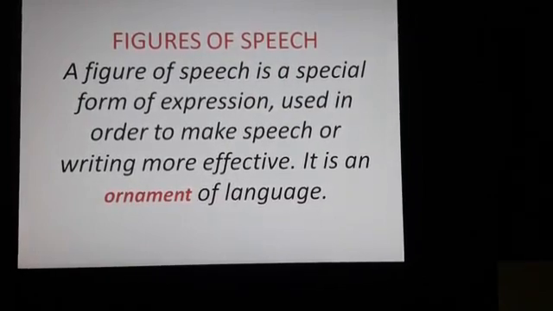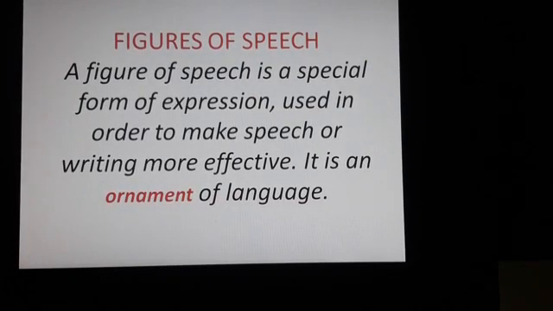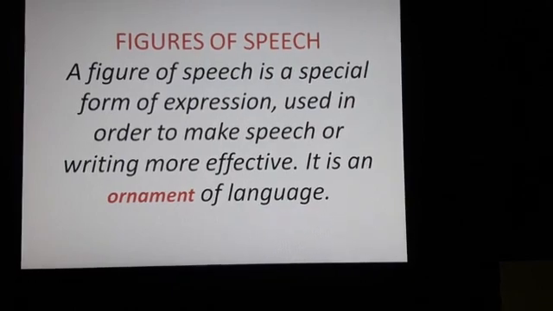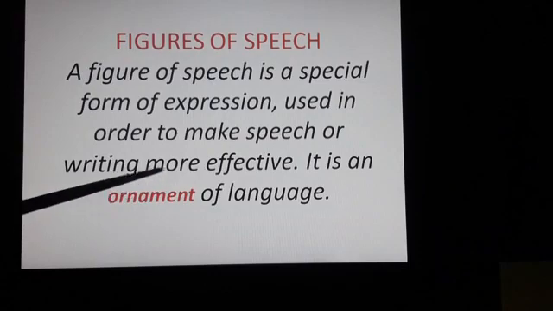Today, let us learn the figures of speech. What is figure of speech? First of all, let us understand. A figure of speech is a special form of expression used in order to make speech or writing more effective. It is an ornament of language.